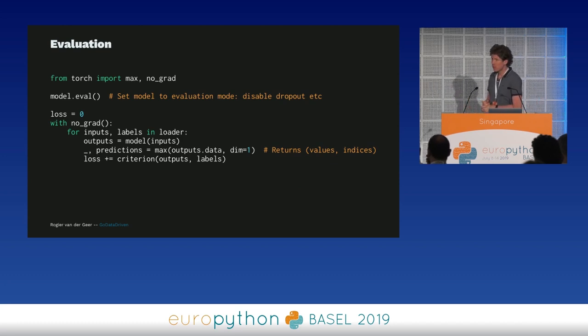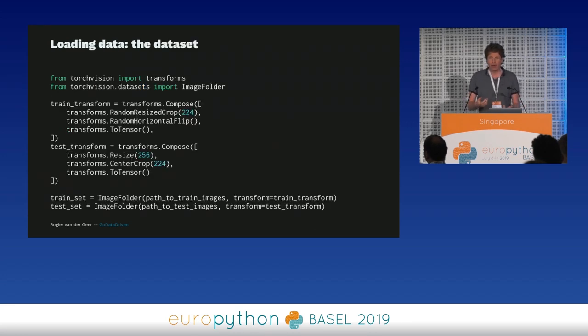So I promised you also to have a closer look at the loader. So where does our data actually come from? Well, what you need to do first is specify where your images are on disk. And you do that by defining those image folders. And you want to have a separate train and test set. So you define two image folders, one with a path to the train images, and one with a path to the test images.